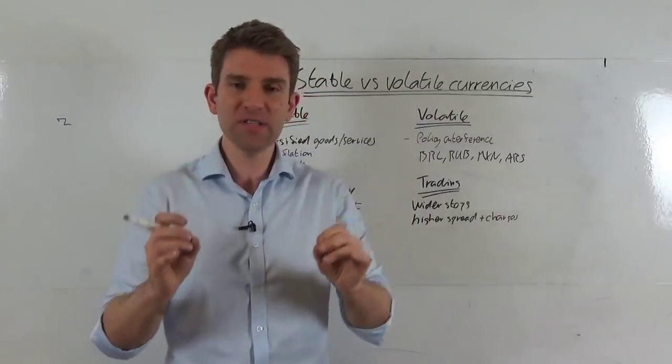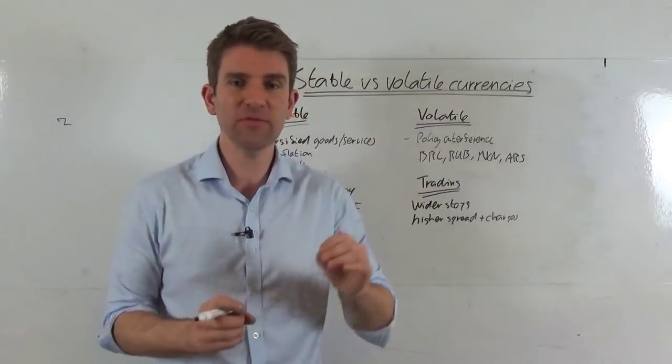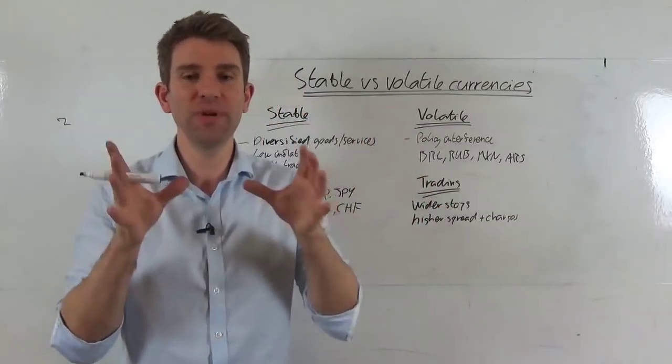So what is the difference between the stable and the volatile currencies? How can we tell the difference? What kind of signifies the difference? And as traders, how can we approach them in a different manner?